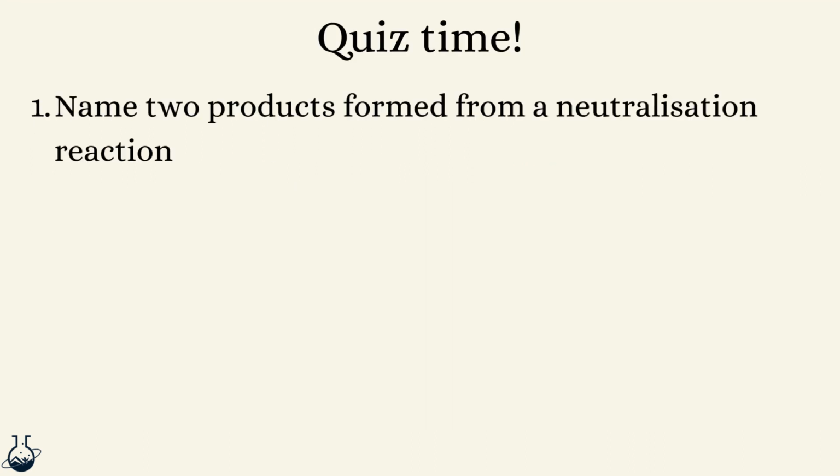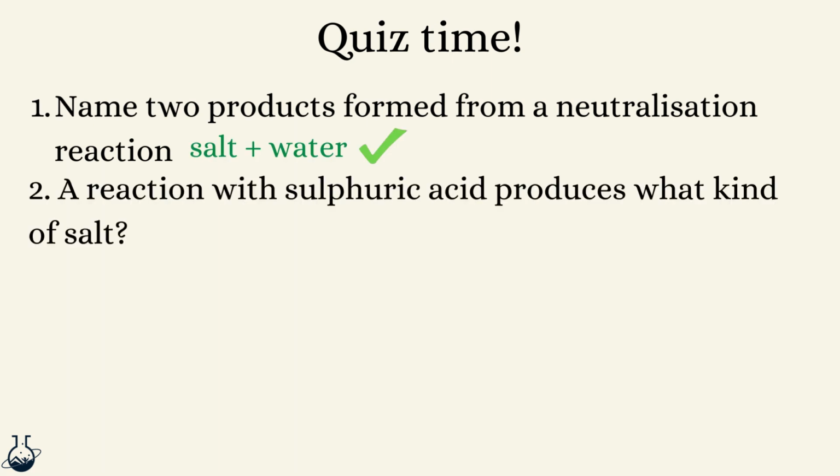Excellent work today, everyone. Let's check our learning with a quick quiz. Can you get all 5? Question 1. Name 2 products formed from a neutralisation reaction. Salt and water. A reaction with sulfuric acid produces what kind of salt? A sulfate.